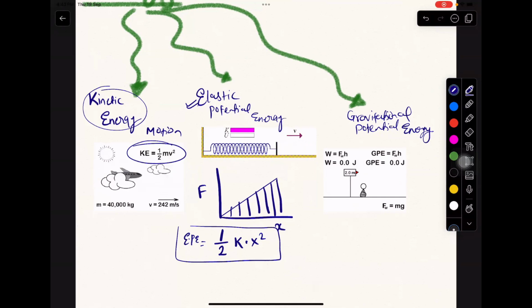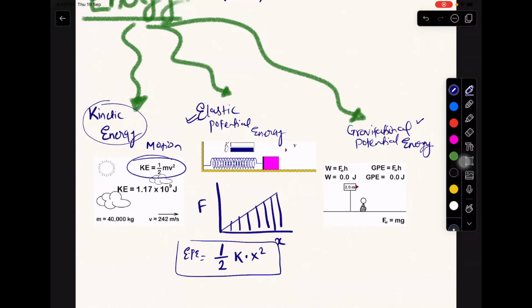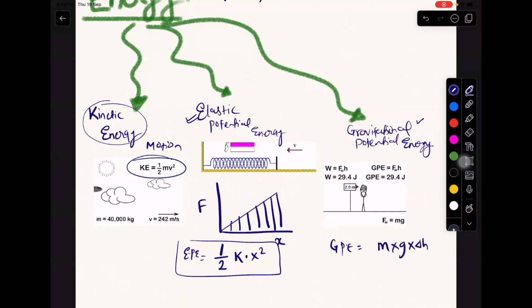The third form of energy is gravitational potential energy. If you are lifting an object, you are increasing its GPE, and GPE is calculated as m into g into the height difference. m is the mass, g is the gravitational pull of that planet, and delta h is the height difference.